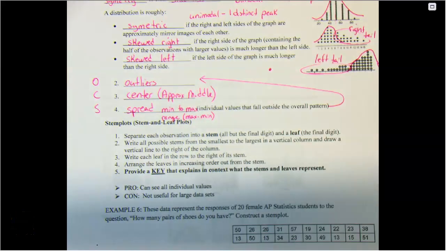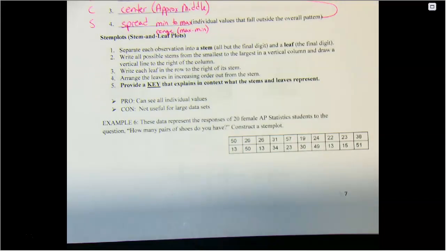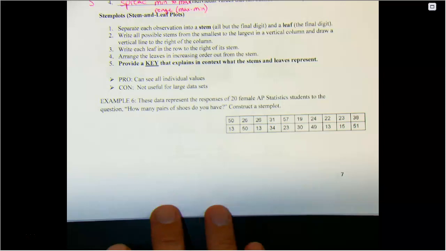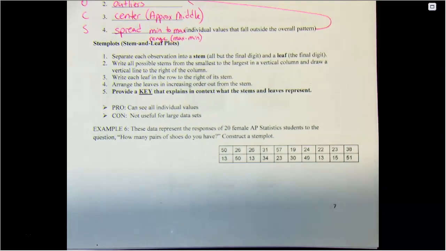Okay, so this is going to be the stem plot section of our notes. So it's how to create a stem plot. Okay, a stem and leaf plot more specifically. The short version is a stem plot.